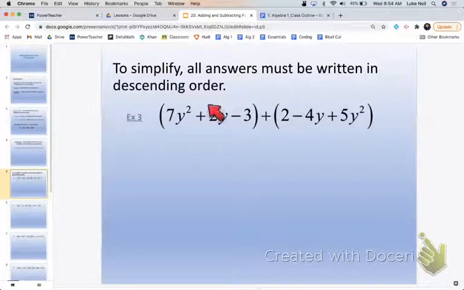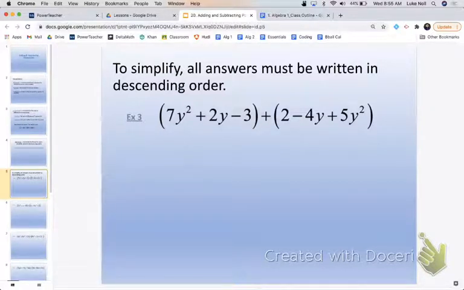It says all answers must be written in descending order, and this means descending order of exponent. That's actually called the degree, which we'll talk about some other time. But basically here I have a trinomial being added to another trinomial, and I want to simplify all of this. So since we're adding these two things, I have to look for like terms.